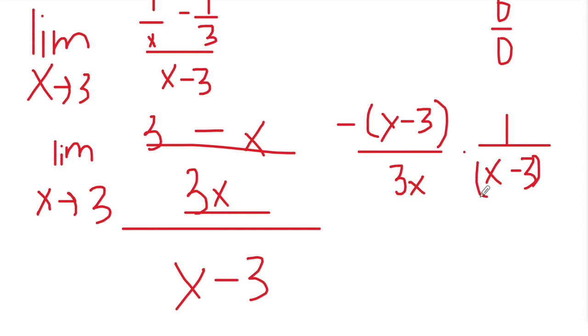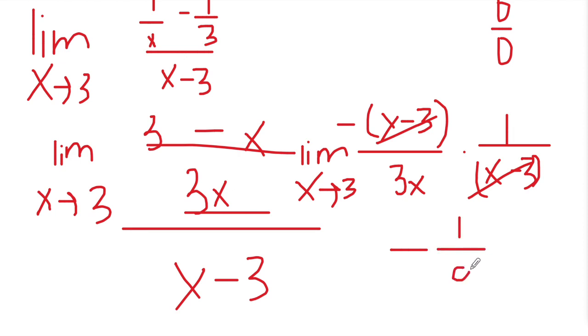And then I can cancel these, and then remember you have to have a limit of x in the front because you haven't substituted anything yet, you're just canceling. And then we're going to be left with negative 1 over 3x, and then when I plug it in, I have 1 over 9, because 3 times 3 is 9. Okay, we have 2 more problems, and then after that, we're good.